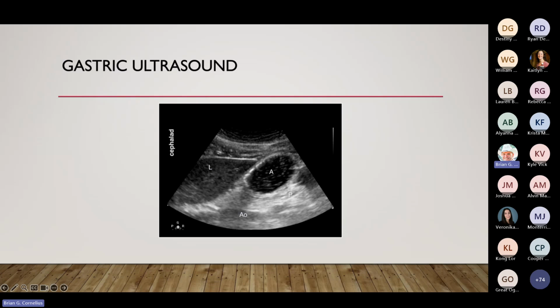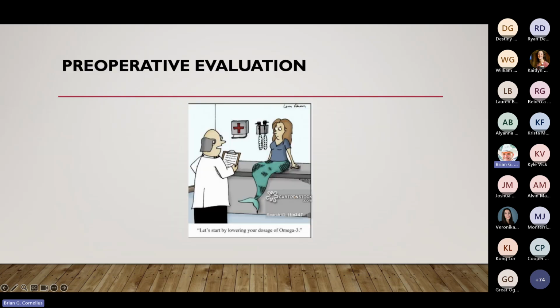But I think this is definitely a valuable tool, especially for patients that you're otherwise considering low risk. I don't think a negative gastric ultrasound is really that assuring for me. So most of the time, if I was already in doubt, even with the gastric scan, I'm probably going to go ahead and consider them high risk.